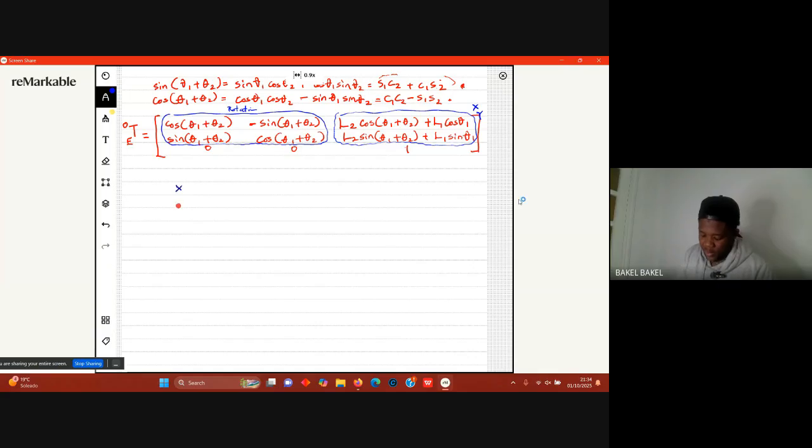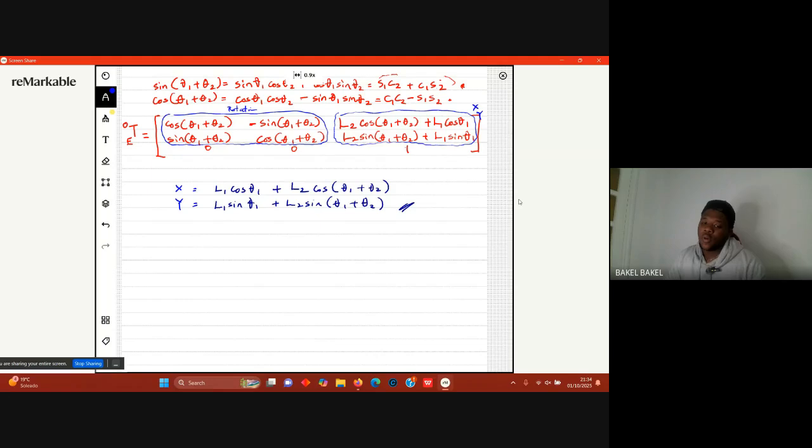Our x and our y are respectively equal to L1 cos theta 1 plus L2 cos (theta 1 plus theta 2), and L1 sine theta 1 plus L2 sine (theta 1 plus theta 2). Do you guys actually remember this that we got before?